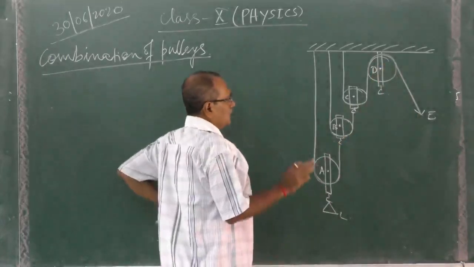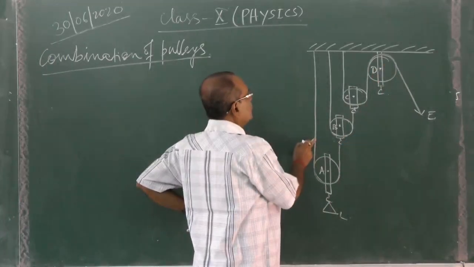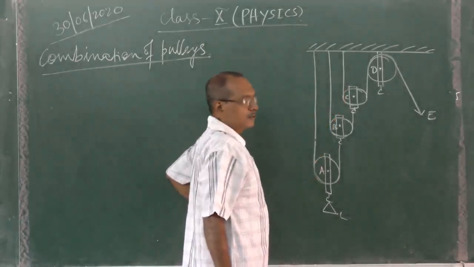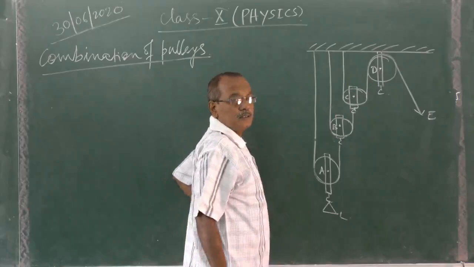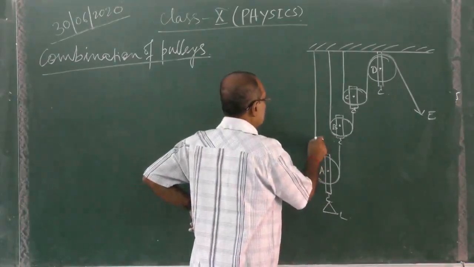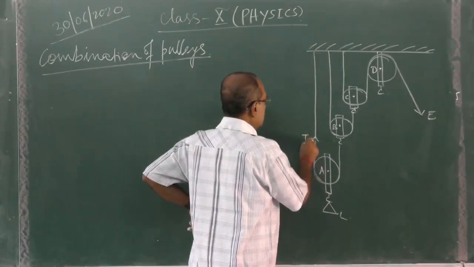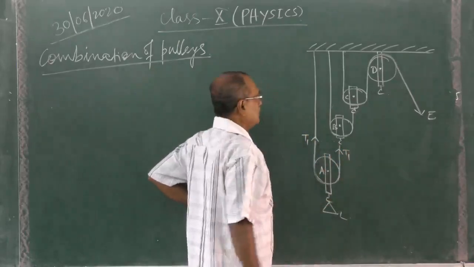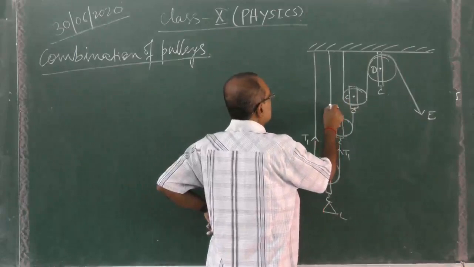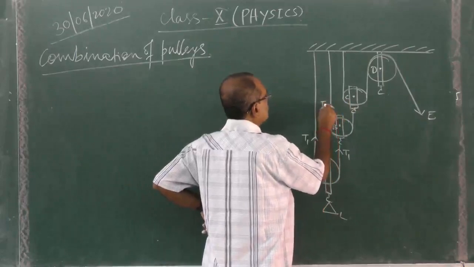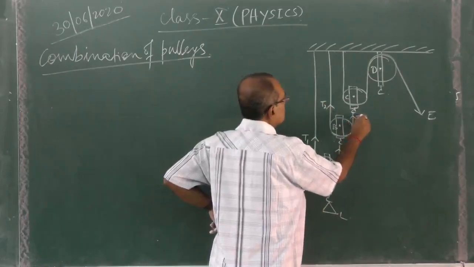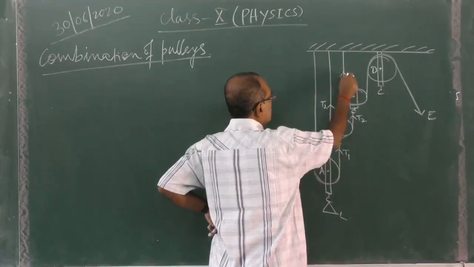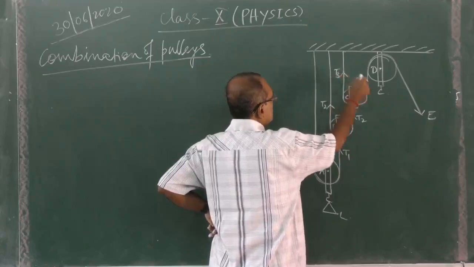Now, there are three ropes, one rope, two and three number of ropes. So therefore tension will be different. Say this one is T1. Both sides will be T1. Here it is T2. This is T2. This is another rope. The tension will be different. Say this is T3.